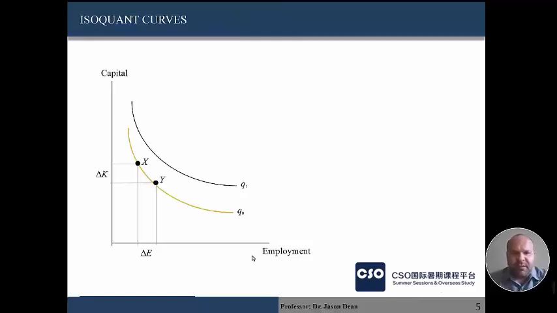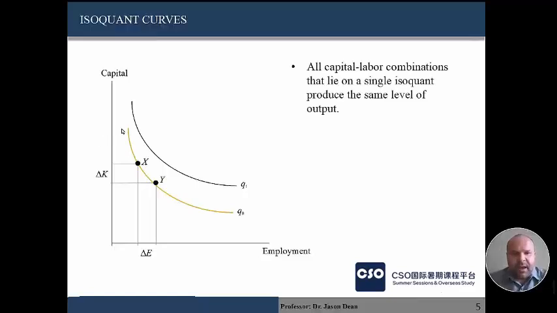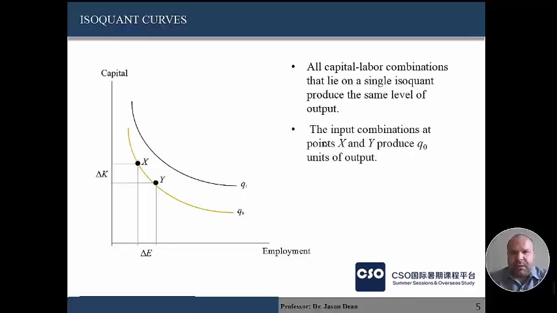Here we have an isoquant curve. This is Q0, an isoquant curve. Every point along this curve represents the same level of output. We're making output with capital and employment, or labor. Every point on here represents combinations of capital and employment that will give you Q0 units of output. The input combinations at points X and Y produce the same units of output.